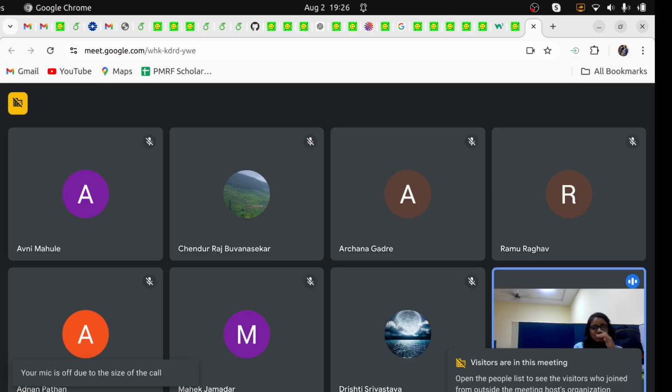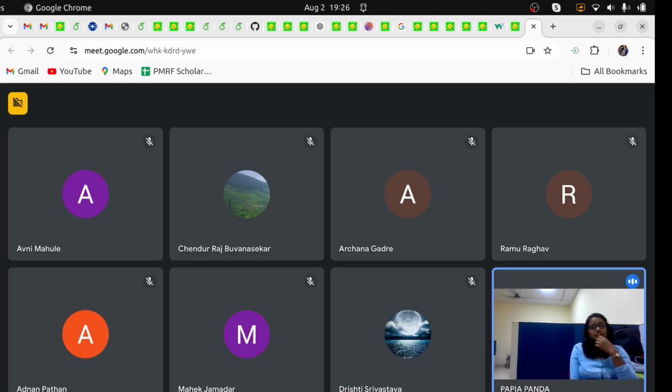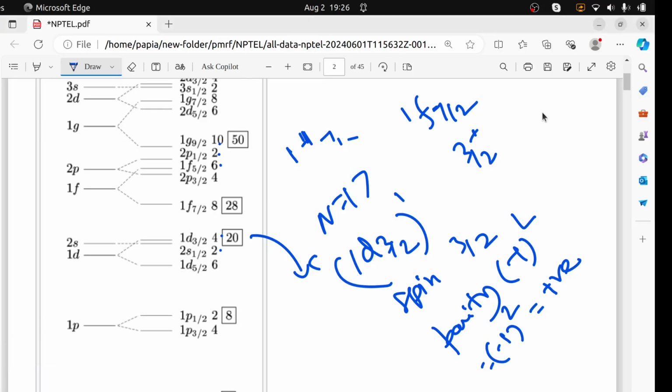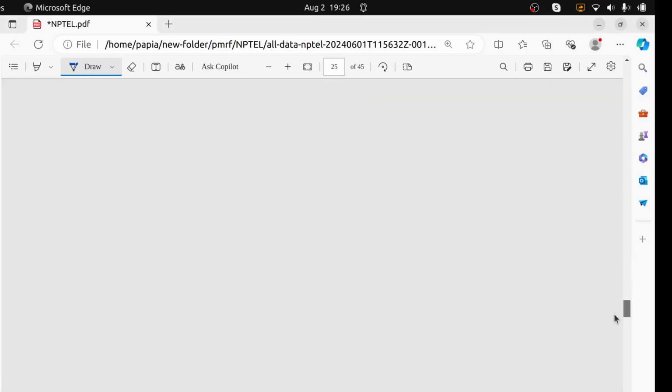Okay, fine. So that was the last question. The last question was that you have to calculate the spin and parity of this aluminium sulfur, and what was the next one? Aluminium sulfur, and one more was there. So that one was the last question.